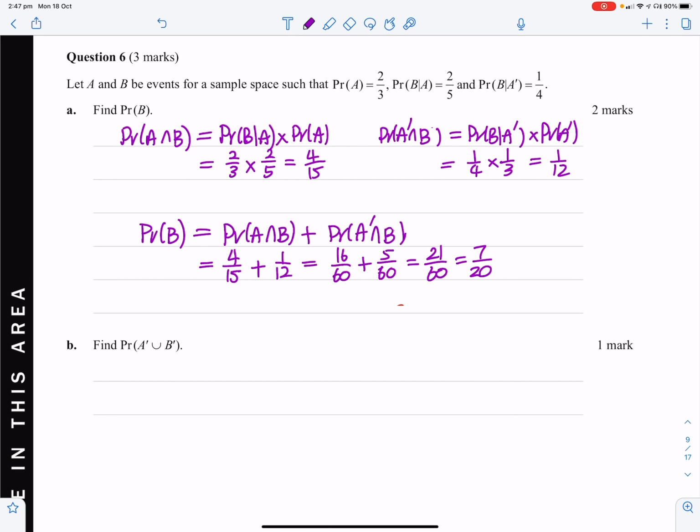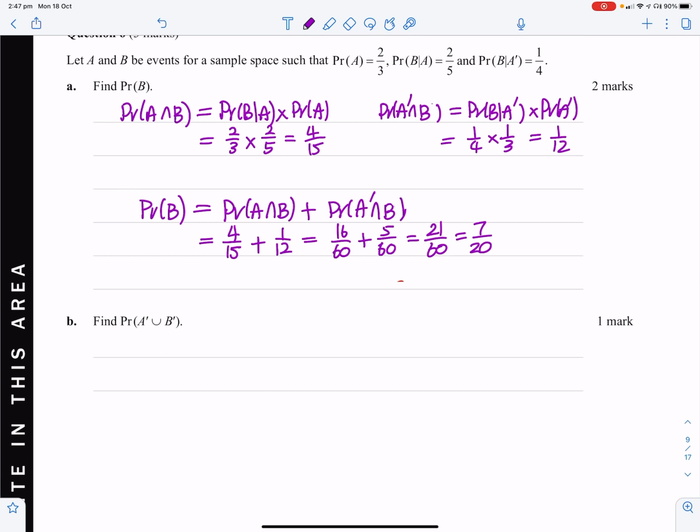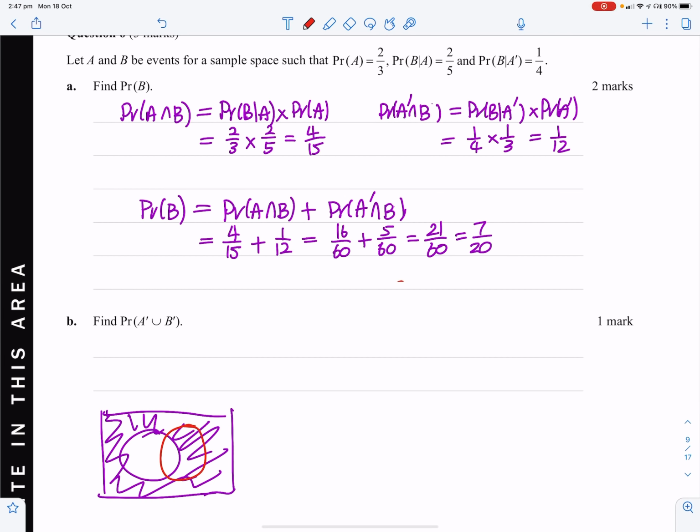Okay, find the probability of A naught or B naught. A naught is everything not in A. B naught is everything not in B. That's A intersects B. The probability of A naught or B naught is 1 minus the probability of A intersects B, which we have up here. So that is 11 on 15.